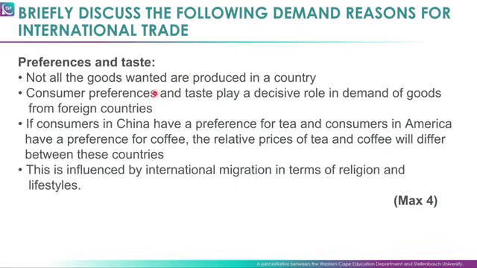So not all the goods wanted are produced in a country. Consumer preference and taste play a decisive role in demand for goods from foreign countries. If consumers in China have a preference for tea and consumers in America have a preference for coffee, the relative prices of tea and coffee will differ between these countries, right? This is influenced by international migration in terms of religion and lifestyles.